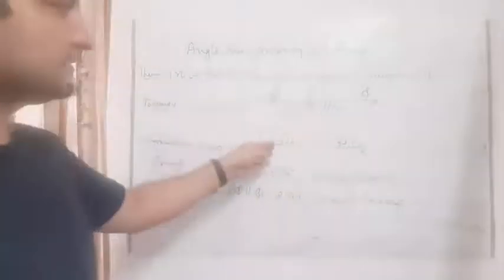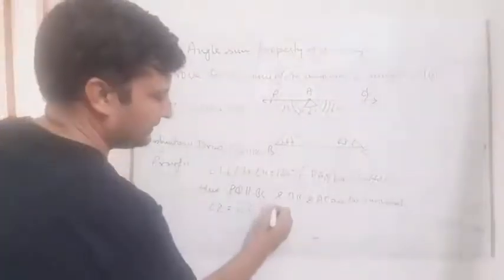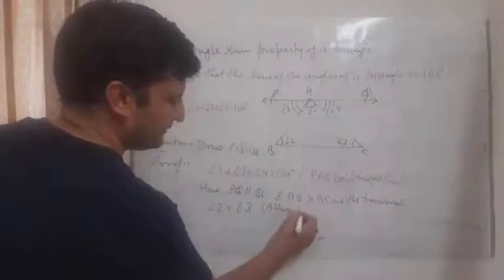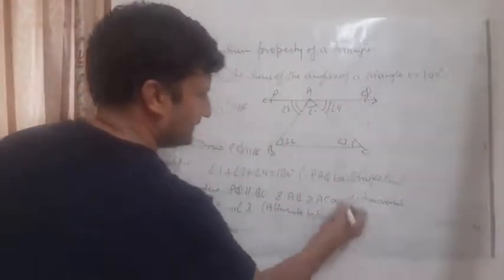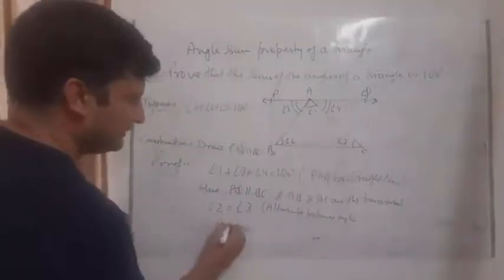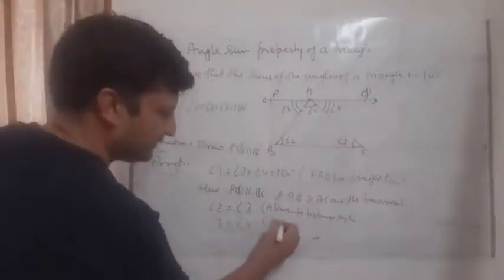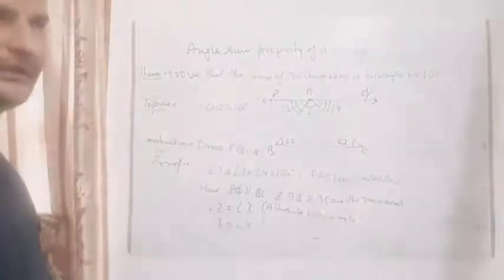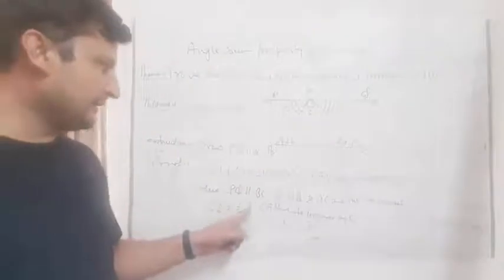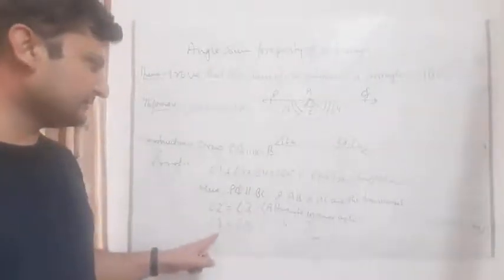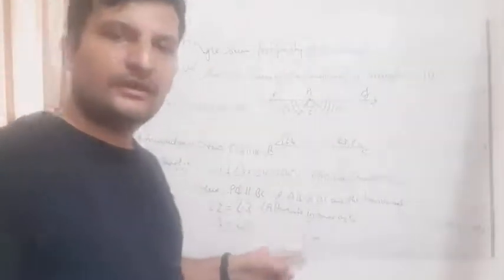Now we know that when two lines are parallel to each other, suppose this is a transversal, then angle 2 is equal to angle 3, alternate interior angles. Similarly here angle 3 is equal to angle 4. These are also alternate interior angles. Now look students, angle 2 is equal to what? Angle 3. And angle 3 is equal to what? Angle 4. Now what do we have to do, students?